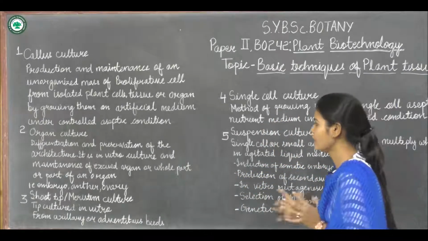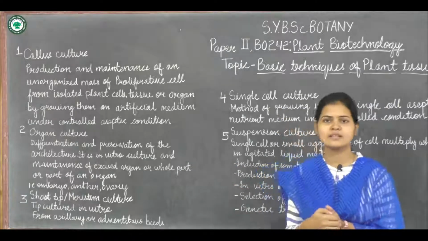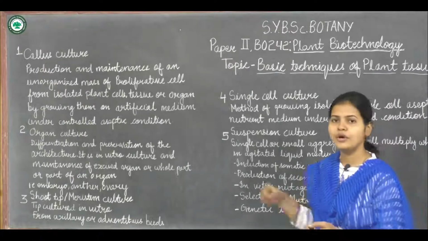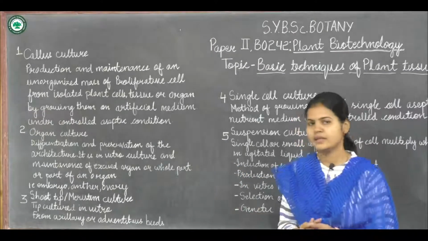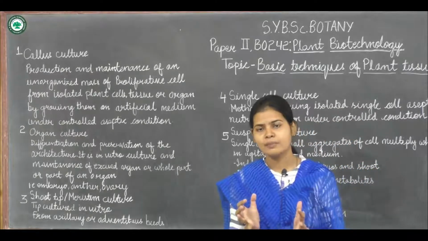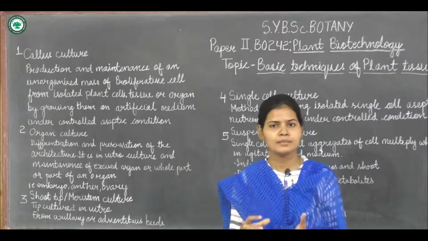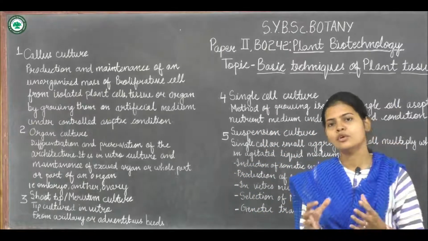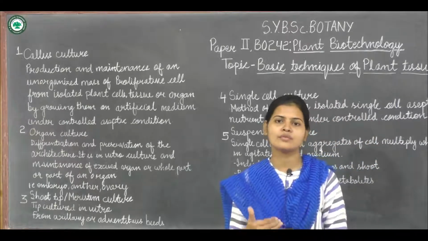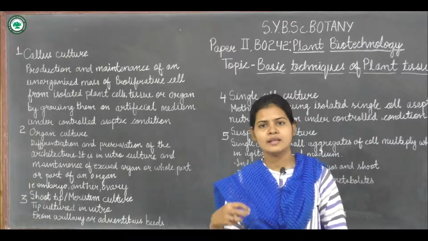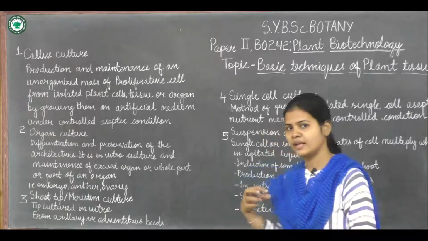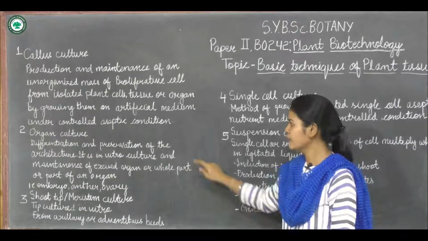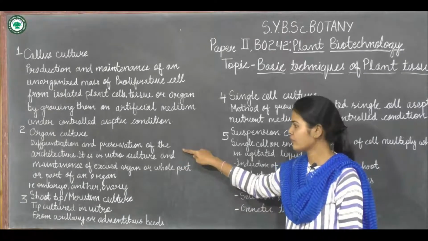Now next is organ culture. In callus culture, only callus is forming, it doesn't have any identity. But in organ culture, the architecture of a particular organ is maintained, or we can say a complete plant can be grown. In callus culture it is unorganized, but in organ culture it is organized, the division will take place in an organized manner. So it can be called differentiation and preservation of the architecture.